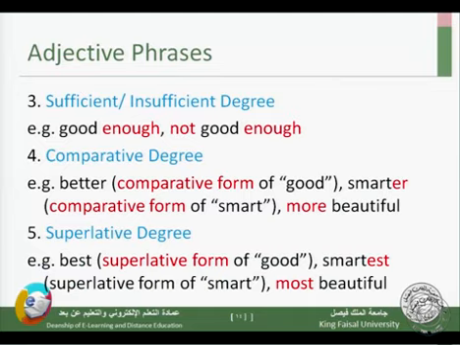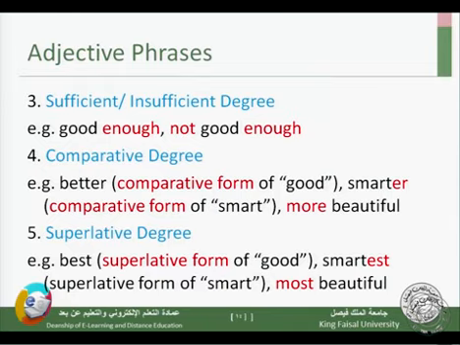Then we have sufficient and insufficient. That means enough or not enough of something, of a certain quality. So in our example, good, there is good enough, which is enough of the quality to satisfy you, or not good enough, not enough of the quality to satisfy a certain measure or a certain standard. So good enough or not good enough.